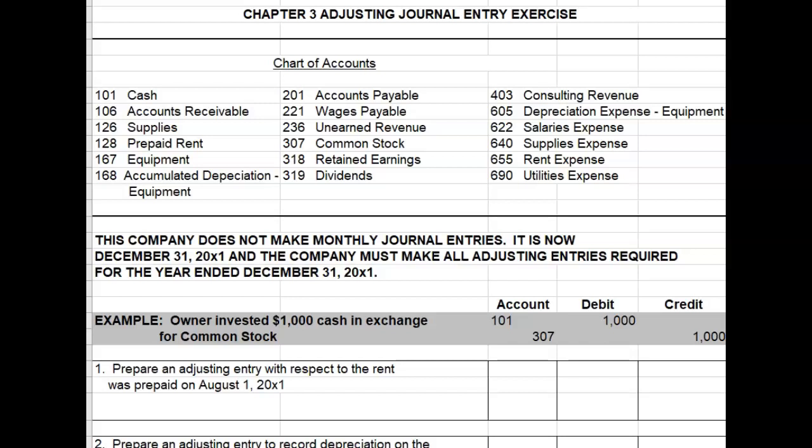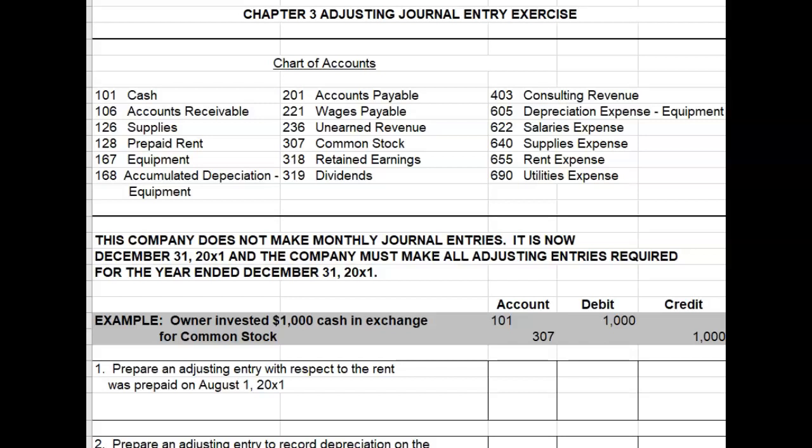You're given a chart of accounts again. It is the same chart of accounts that you had when you wrote the journal entries for this company. The instructions. Always read the instructions. They really are helpful. This company does not make monthly journal entries. It is now December 31st, X1, and the company must make all adjusting entries required for the year ended December 31st, X1.